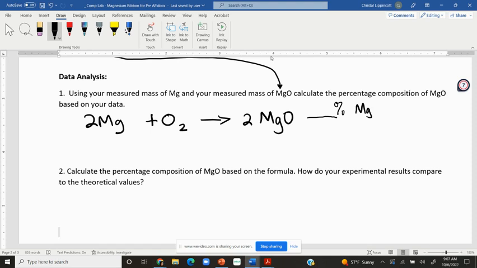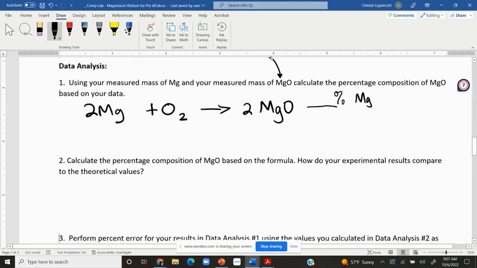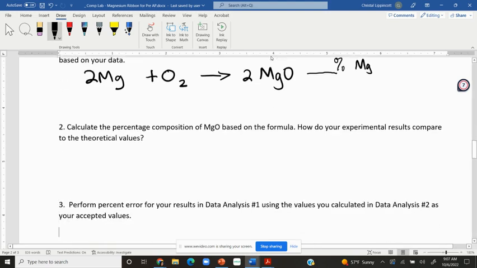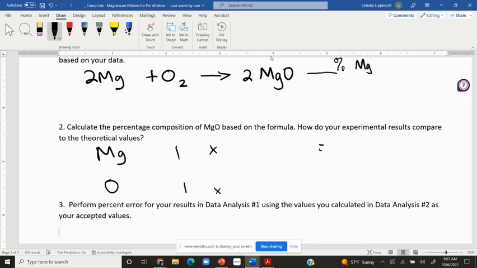Okay. Then down here, you are going to take magnesium and oxygen, and you're going to do your inventory times what's on the periodic table for each of these, and you're going to come up with what those percentages should have been. Just like you did on the homework. That makes sense?